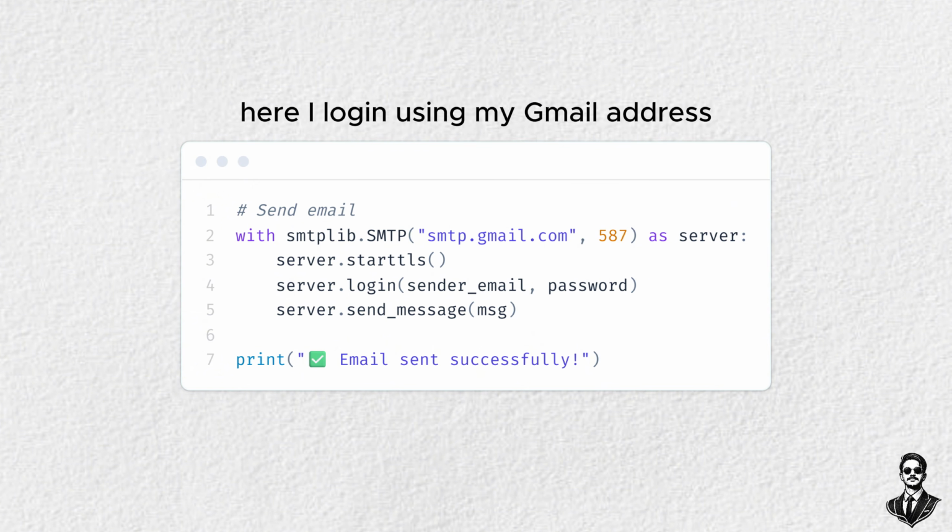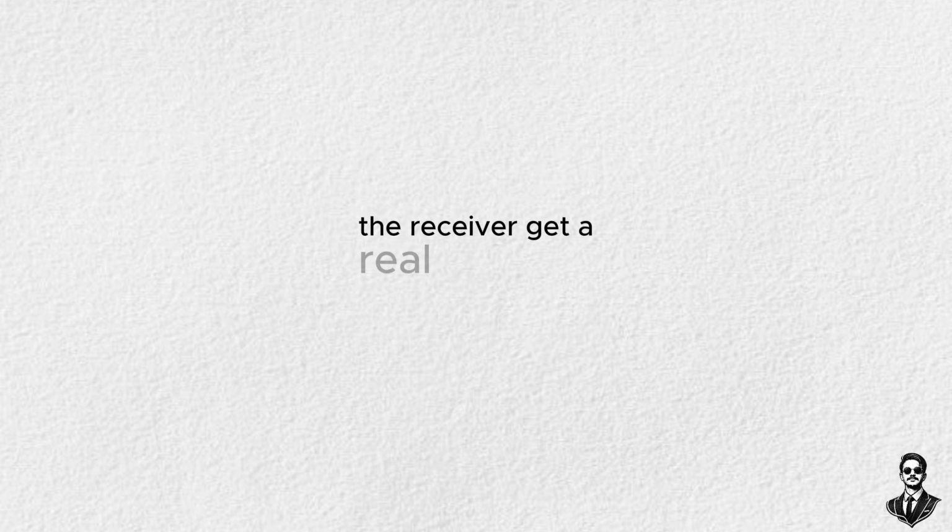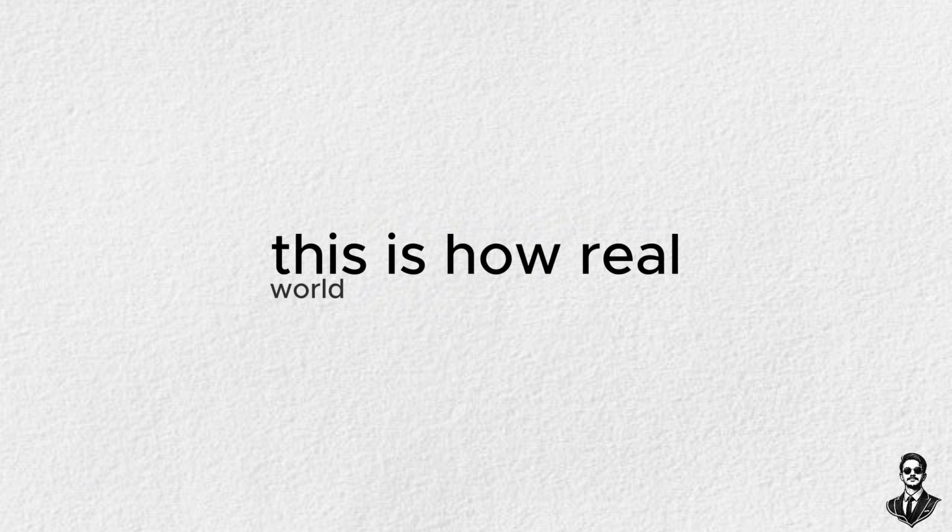Here I log in using my Gmail address and the app password I created earlier. This line sends the email to the receiver. If everything works correctly, I see this confirmation message. At this point, the receiver gets a real email in their inbox sent entirely by Python. This is how real-world Python automation works: clean, secure, and practical.